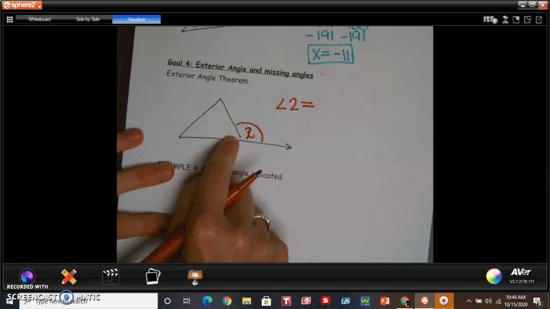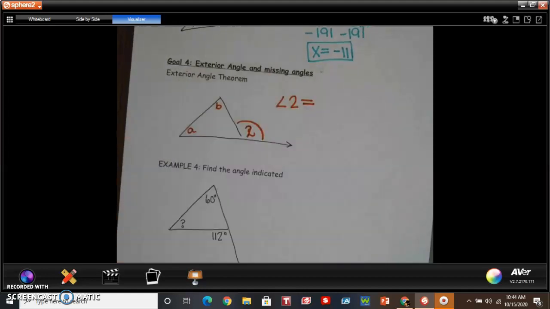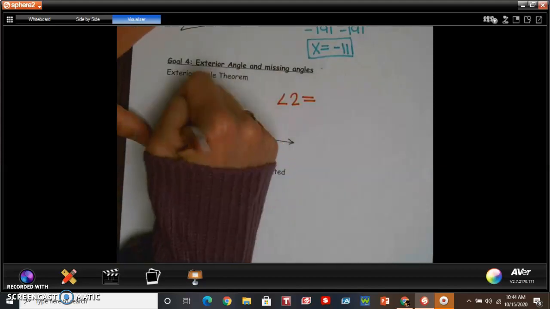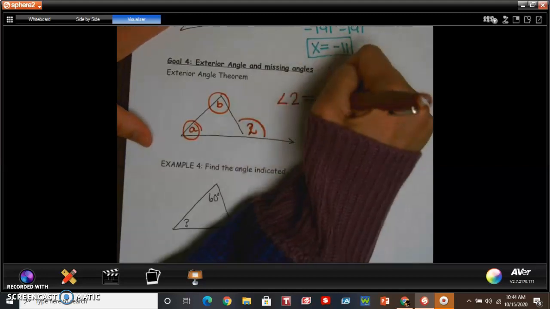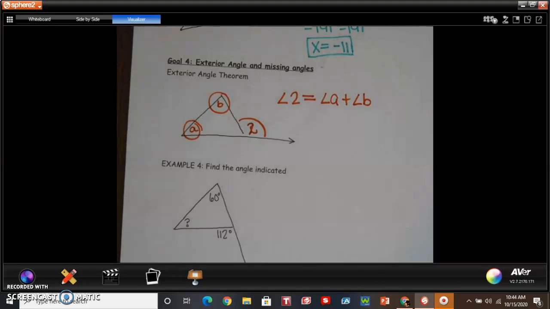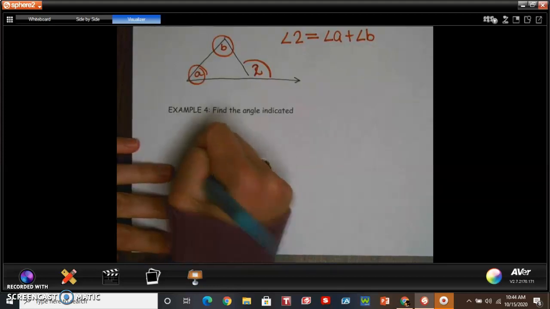See how this inside angle is touching 2? Well, this one here and this one here are not. So I like to circle them. I do arcs for outside, circles for insides. So angle 2 is equal to angle A plus angle B. Forever and for always. The outside is equal to the two inside added together. So let's use that information to solve for a missing angle measure. So here's the angle we want to know, this one right here.